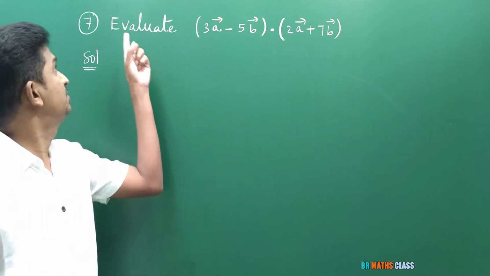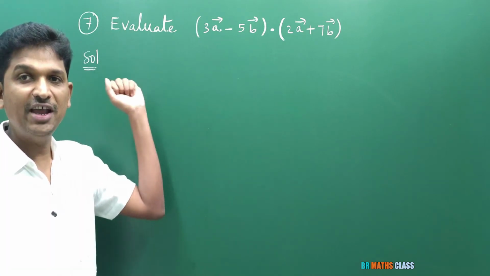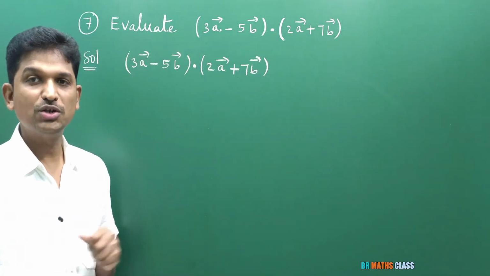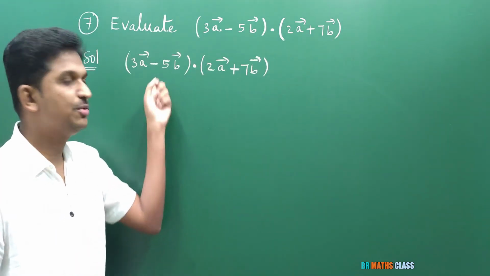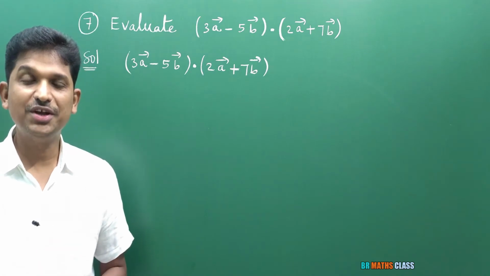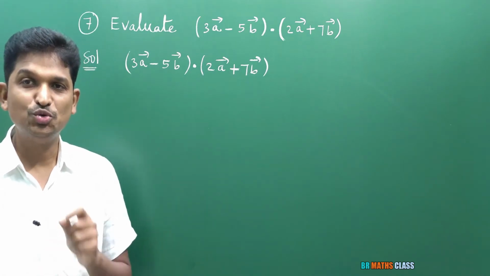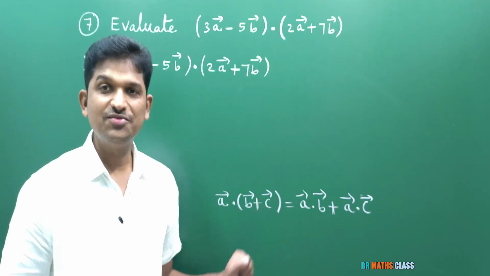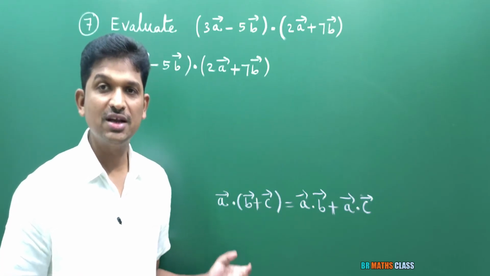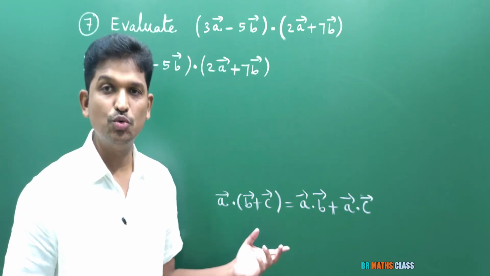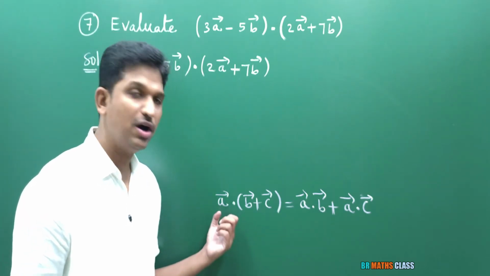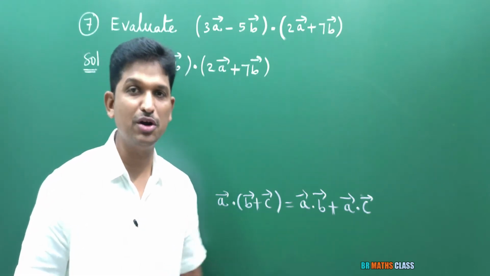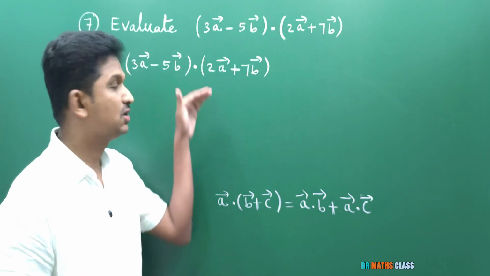You observe this question number 7, what they are asking: evaluate the dot product of these two vectors. We need to calculate the dot product of these two vectors. We know that dot product is distributive over vector addition. That formula is like this. A bar dot B bar plus C bar can be written as A bar dot B bar plus A bar dot C bar. I'll use this formula to simplify this.